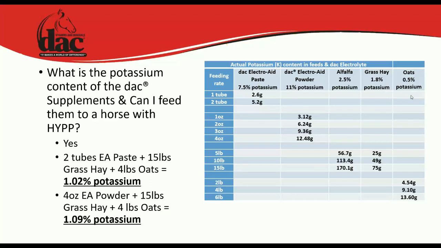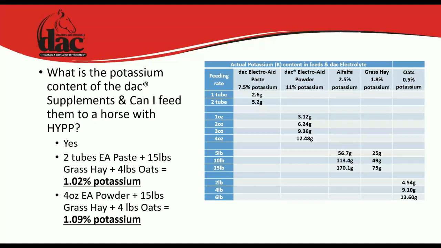Okay, wow. Well, I should feed a lot of oats and I shouldn't feed anything else if I just want to keep the potassium down. But it doesn't work that way. You have to work out how much actual potassium are you getting from the quantity that I need to feed. So the electroaid powder, you're going to feed anywhere from 1 to 4 ounces a day. So that is going to give you anywhere from 3 to 12 grams of potassium per day.